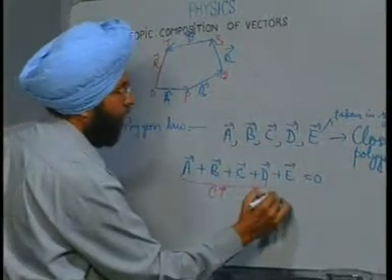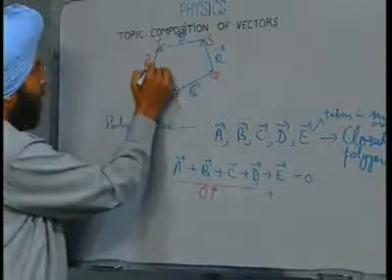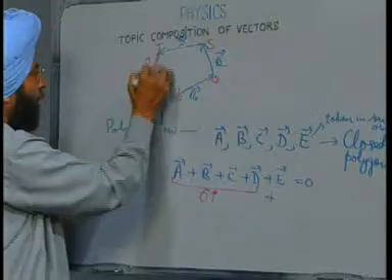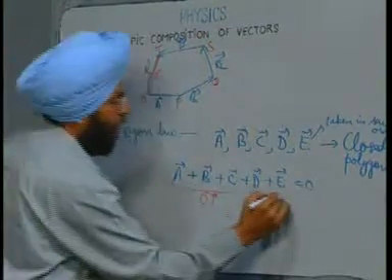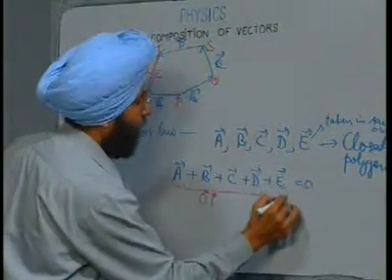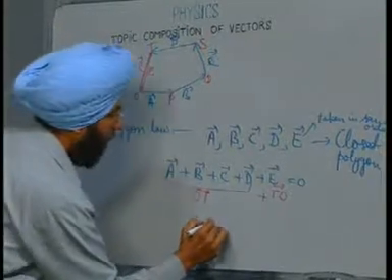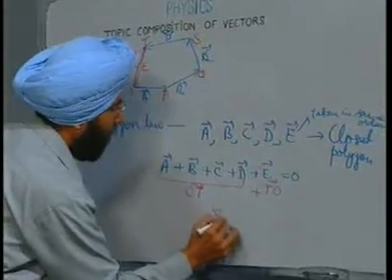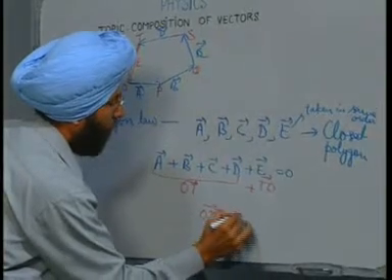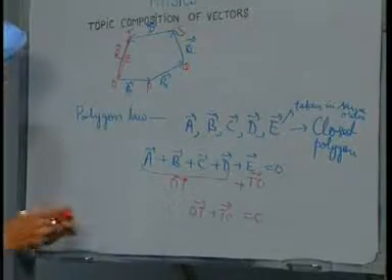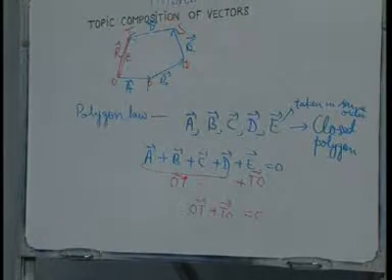and E vector is represented by, let us say, because we are talking about the closed polygon, T O, which closes the polygon. So, we have O T plus T O equal to 0, because O T and T O are negative of each other.